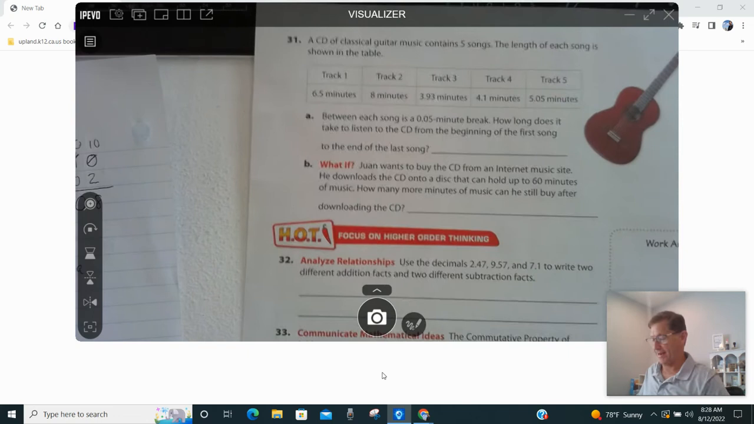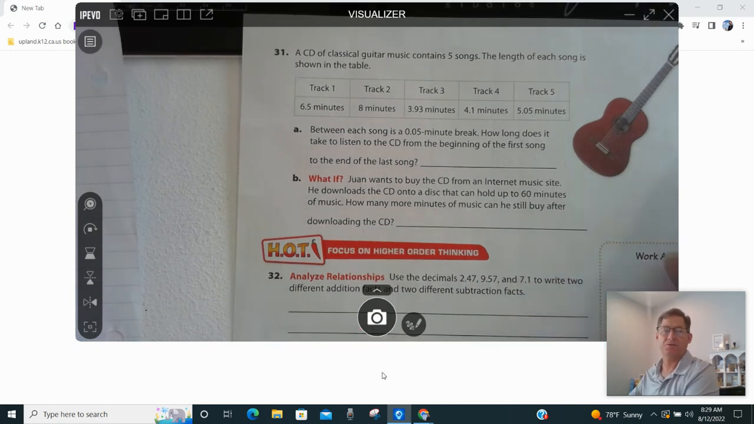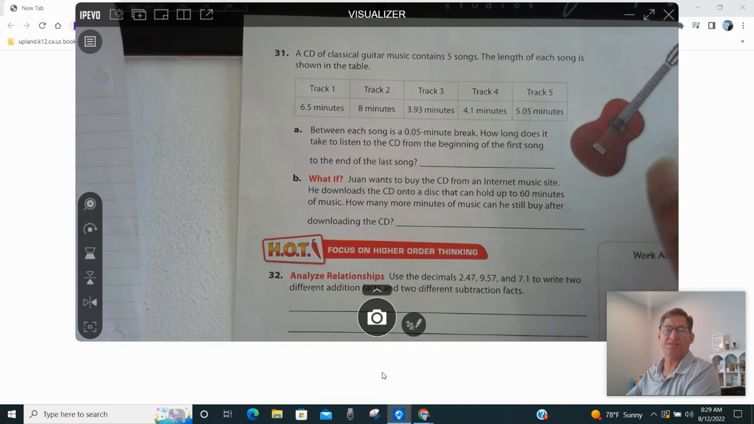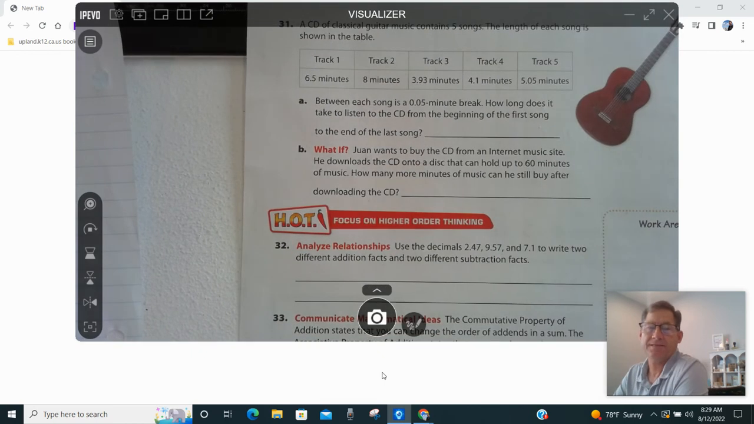Okay, 31A. A CD of classical guitar music contains 5 songs. The length of each song is shown in the table. Between each song is a 5/100th of a minute break. How long does it take to listen to the CD from the beginning of the first song to the end of the last song?